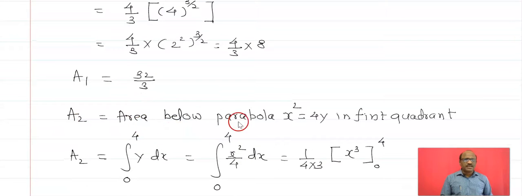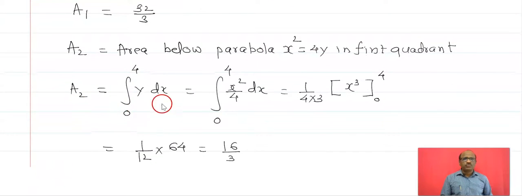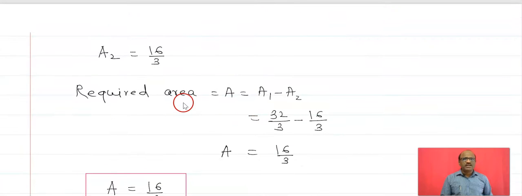Now A2, the area below the parabola x² = 4y, again in the first quadrant. A2 = ∫ from 0 to 4 of y dx, that is ∫ from 0 to 4 of x²/4 dx. Now its integral is x³/3, from 0 to 4. Substitute x = 4 and then you will get 1/12 × 64 = 16/3. This is the A2 area. Now the required area is capital A = A1 − A2, that is 32/3 − 16/3, which equals 16/3.